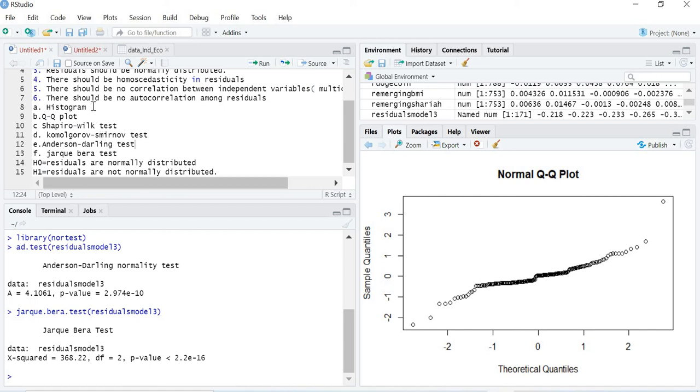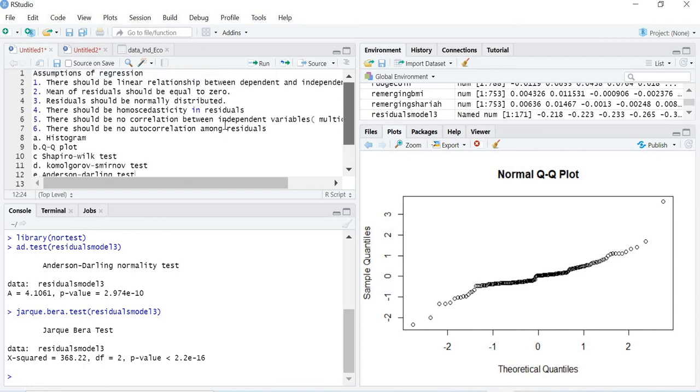So all the methods, the histogram, the QQ plot, the Shapiro-Wilk test, the Kolmogorov-Smirnov test, the Anderson-Darling test and the Jarque-Bera test, all these tests are showing that your third assumption, that residuals are normally distributed, is violated. That means my model is not a good fit. So that's all for today's lecture. In the next lecture, we are going to study how to check the fourth assumption, that there should be homoscedasticity in residuals. Let's see whether this fourth assumption is violated or not. Thank you.